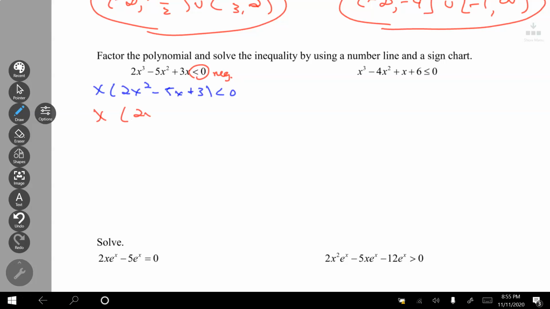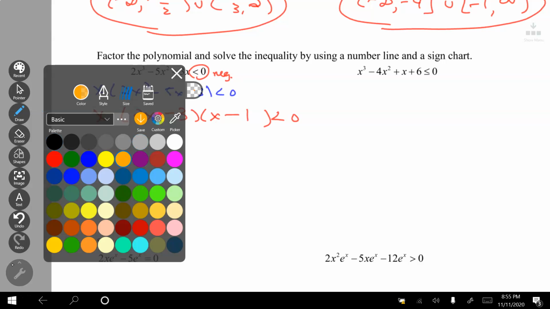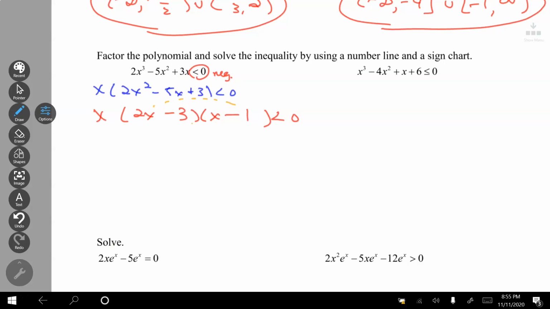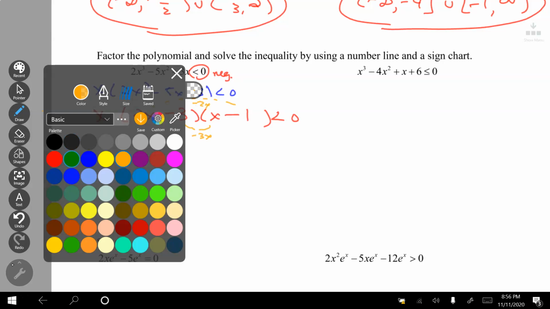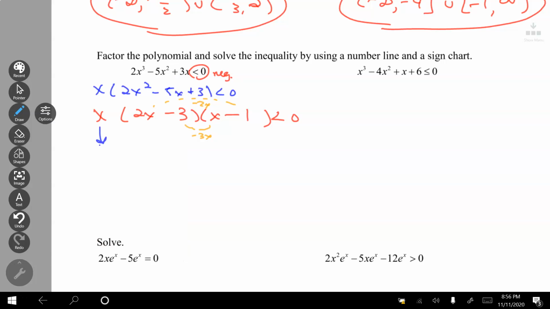Still x. 2x, x, less than or equal to 0. I either have to have 2 positives or 2 negatives to get a negative 3, so it's going to be negative 3 minus 1. And now when I check, I get my negative 2, I get my negative 3, so I get my negative 5x. So I do have, again, this one, x equals 0, x equals 3 over 2, and x equals 1. There we go.